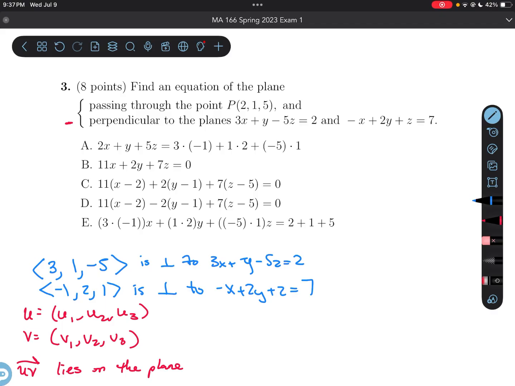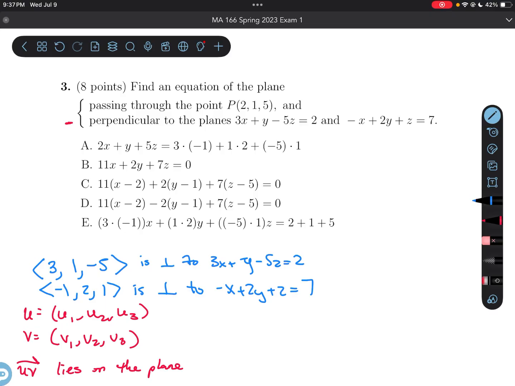Now that we know this, it's a little harder to see the second part: how do we find the equation of the plane that is perpendicular to the two other planes, as well as passes through (2, 1, 5)?